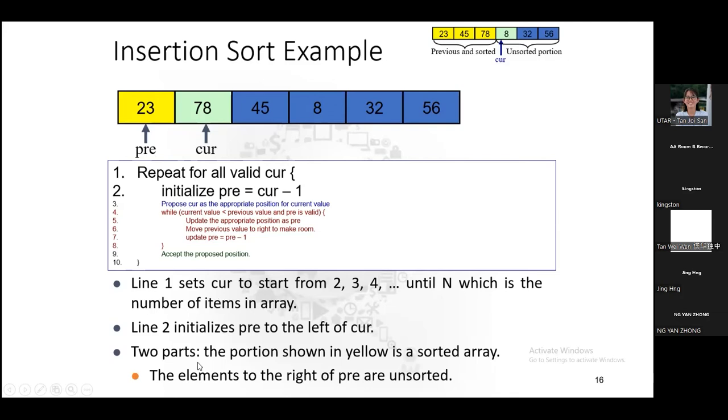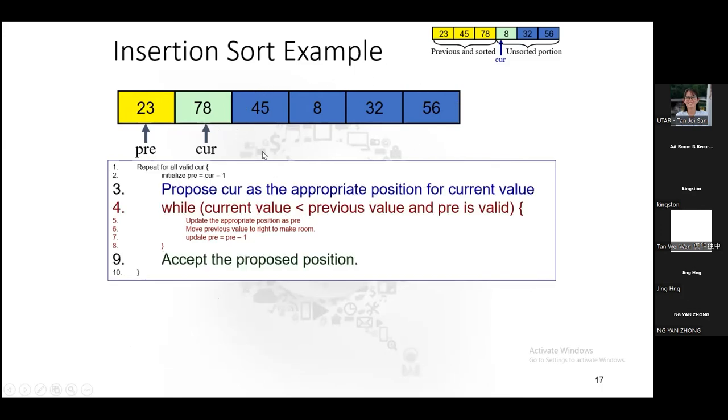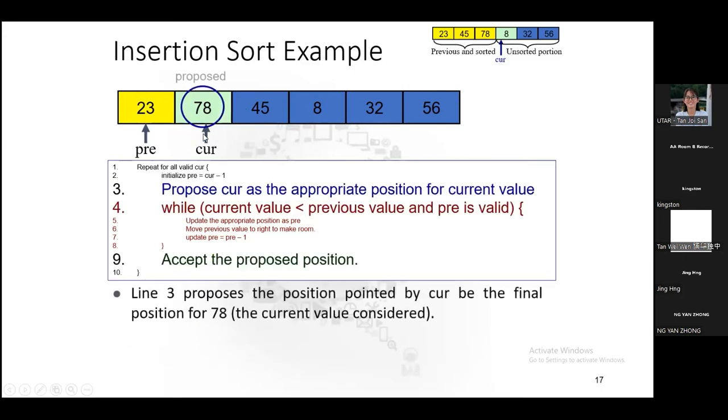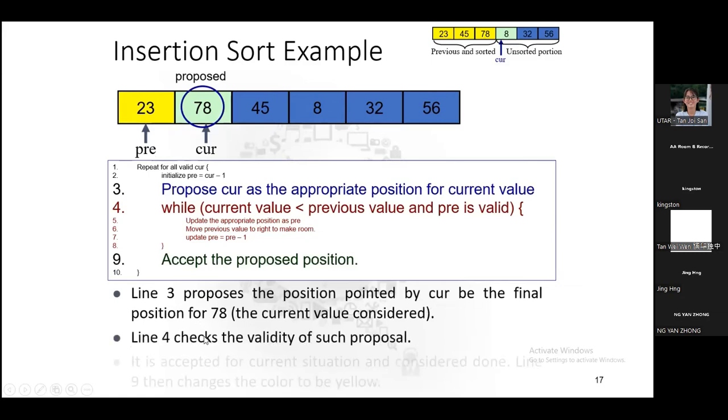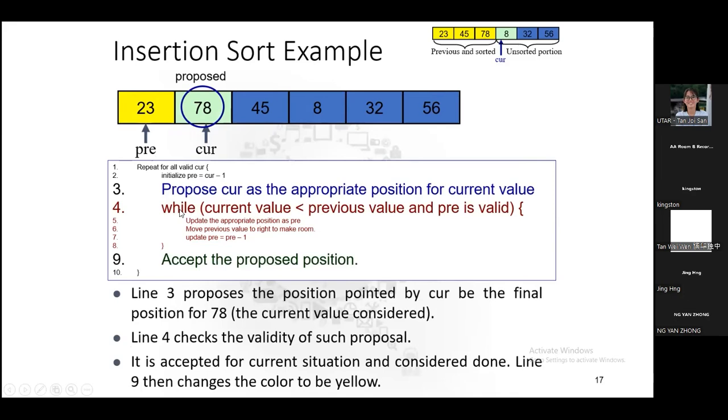Propose the current. You can see here there will be two parts. The yellow one is the sorted, and the elements to the right, which is this, are unsorted. Line 3 proposes the position pointed to by current to be the final, and line 4 checks the validity of such a proposal.